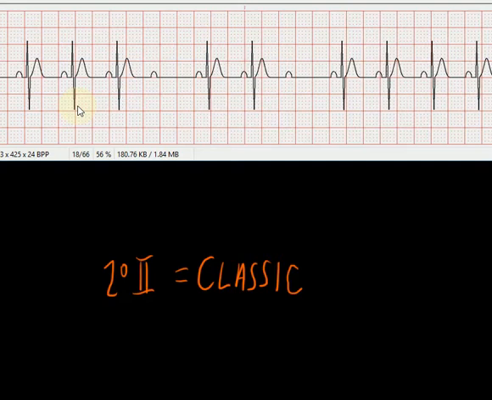Then I check R to R, to see is R to R regular. Well, of course it's not. You've got these gaps in between here, so the R to R is irregular. And my rate here, 1, 2, 3, 4, 5, 6, 7, 8, 9. You only count QRSs, you don't count P waves. So the rate's 90. So this would be sinus rhythm with a second degree type 2 or classic heart block.